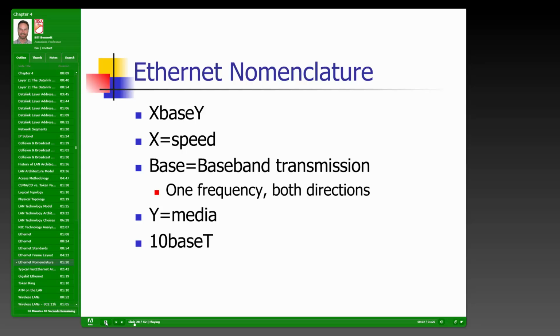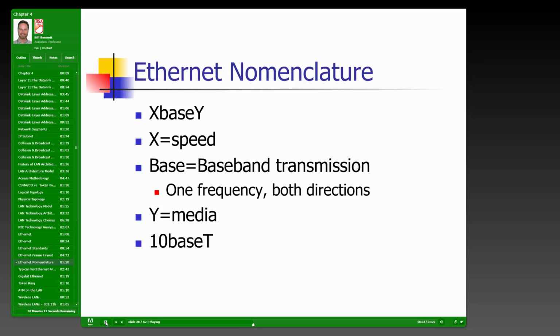Ethernet nomenclature. What this is referring to is the use of a format to identify the type of Ethernet network that's being utilized. So X base Y is the standard Ethernet nomenclature, where X represents the speed of the network. Is it 10 megabits per second, 100 megabits per second, gigabit speed? So X is the speed, followed by the transmission type. And in Ethernet, it's always baseband transmission.